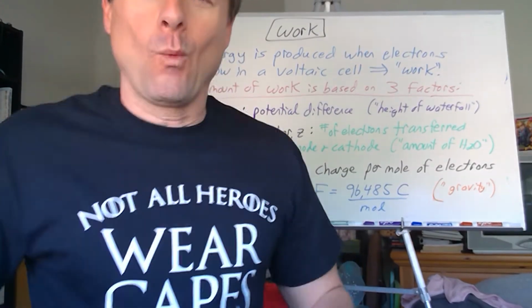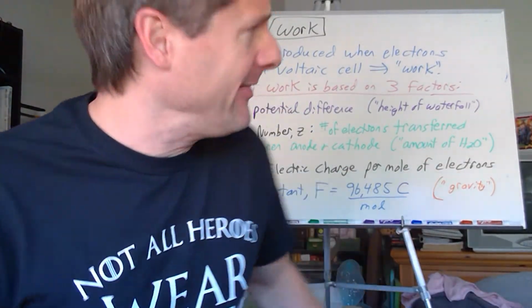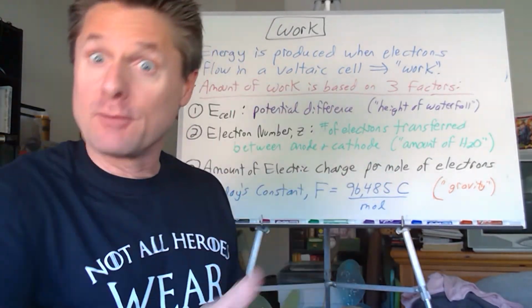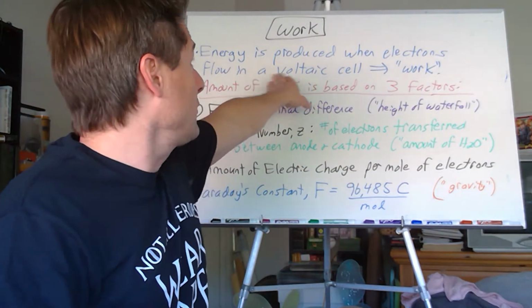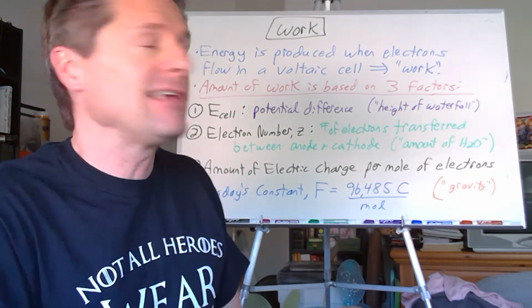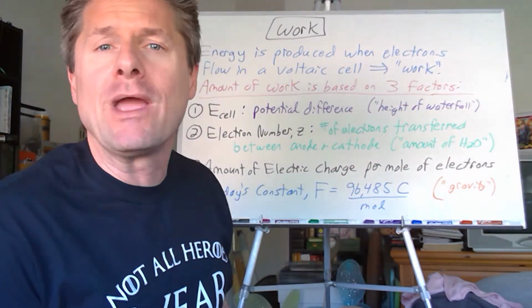We're going to be looking at work per se, right? So, does it make sense that if electrons are moving from the anode to the cathode, they're moving around, that's going to generate energy, okay? So when those electrons are moving in a spontaneous voltaic cell, that movement of electrons generates energy. Let's call that work per se. So we're going to end up deriving an equation here.